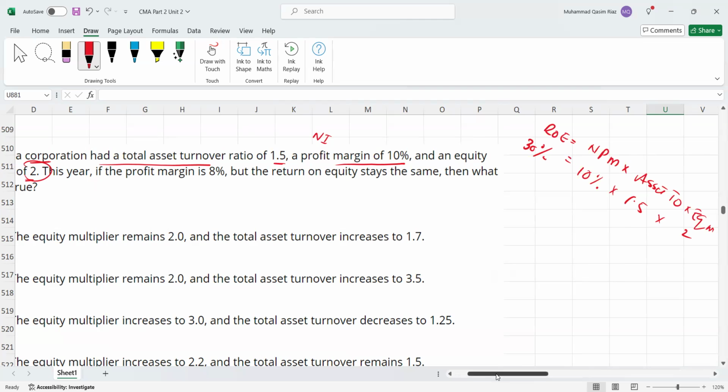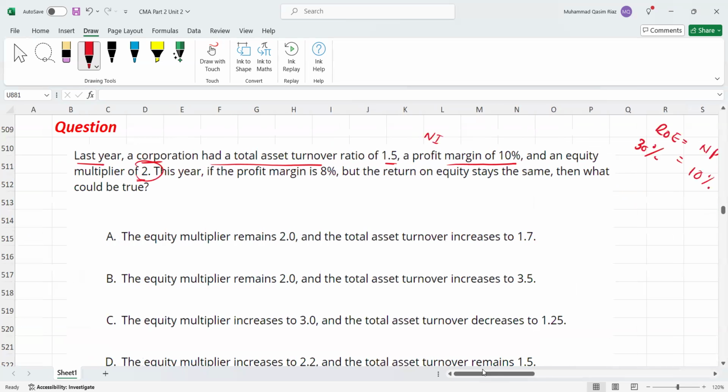Now they're saying that this is information of last year. Now they're saying if the net profit margin is 8%, but return on equity stays the same, because return on equity was 30%. Assume net profit margin is 8% and return on equity is 30%, then what could be true? So you have to tell which option is correct.